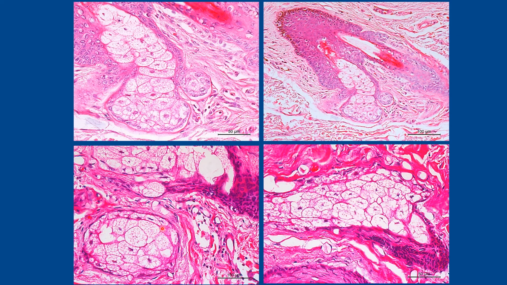Here is a transverse section of the hair follicle, the sebaceous gland, and the base of the hair follicle. Here are some muscle fibers. These are the erector pili muscles. Here also is the sebaceous gland and the terminal part of the hair follicle with some muscles, the erector pili muscles.